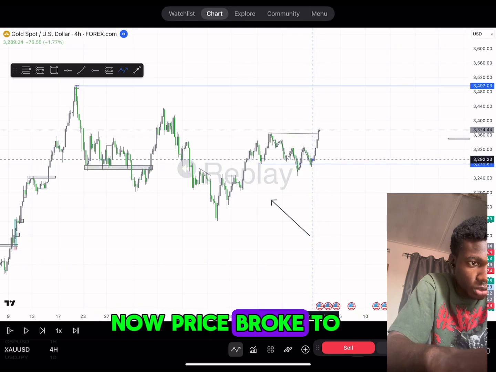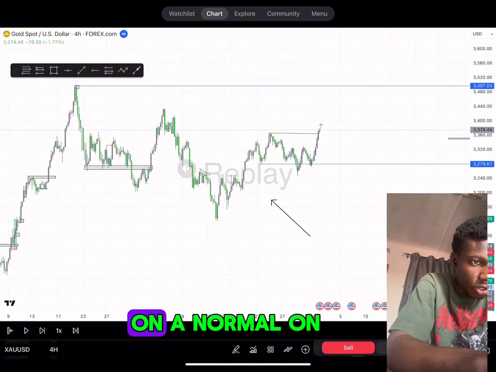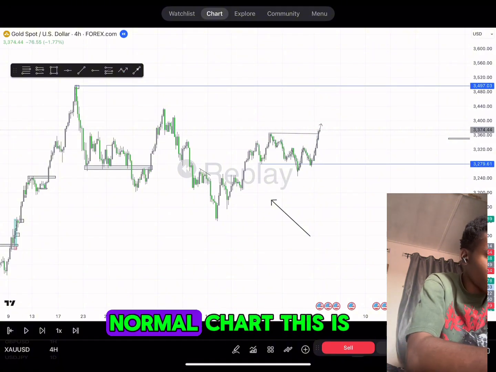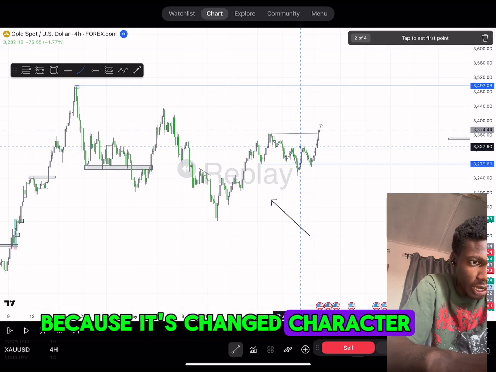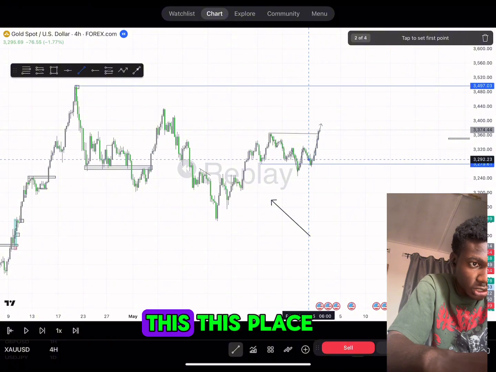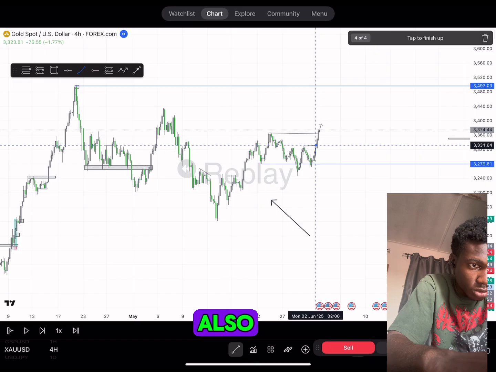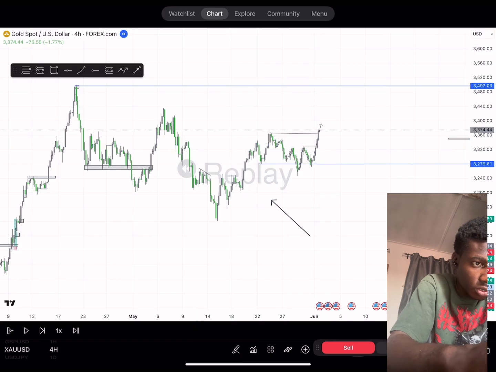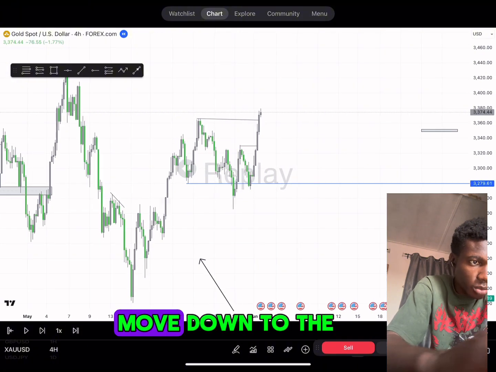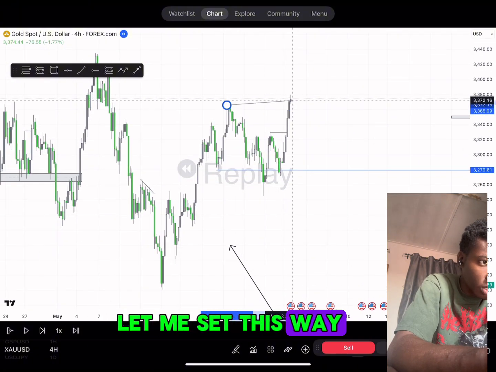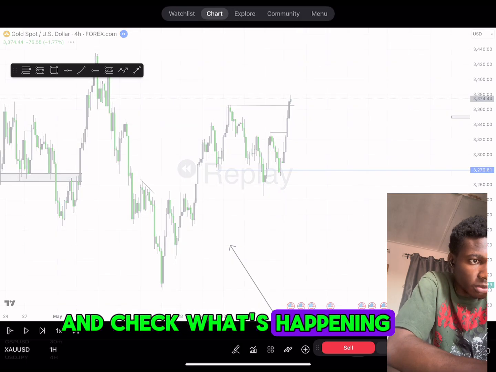Now price broke to the upside. On a normal time frame or a normal chart, this is a break because it changed character within this place. So we had a break here also. So what we are going to do now is move down to the 1 hour time frame and check what's happening.